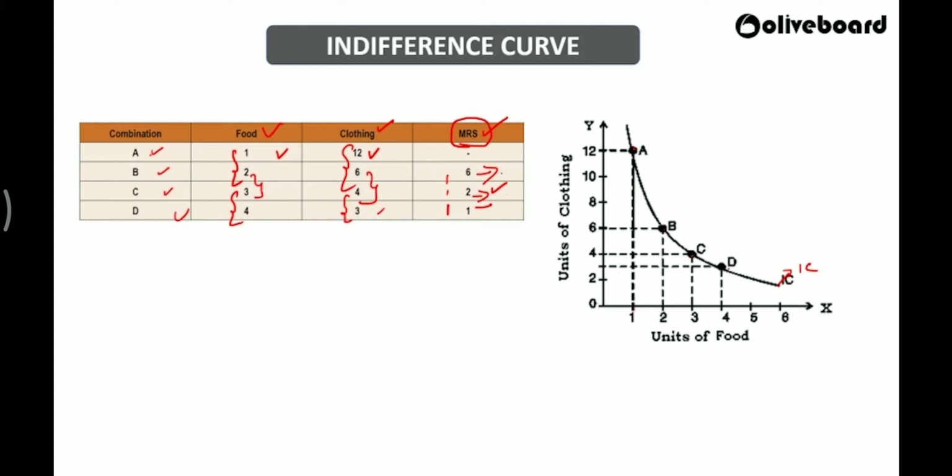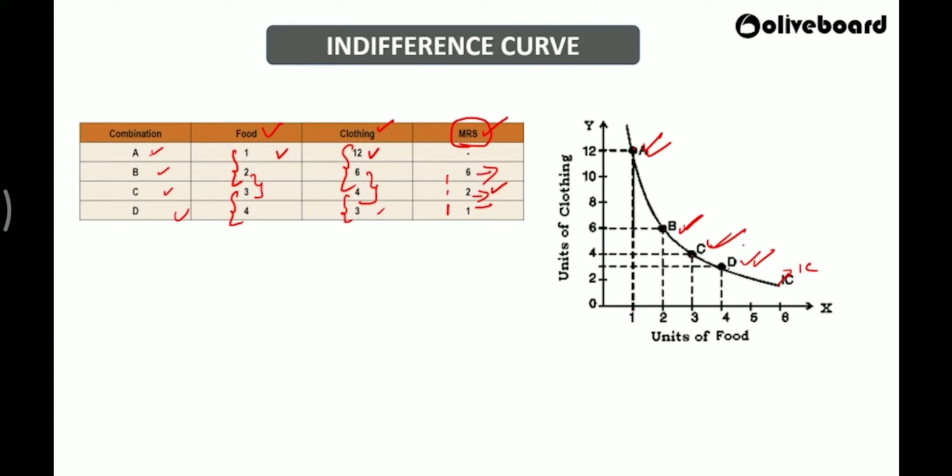If you see, that will be declining. And when I plot that, you will have an indifference curve. And what the theory says is, whatever combination you choose here, you can choose A, B, C, or D, it will give you the same level of satisfaction. That is what the indifference curve is telling.